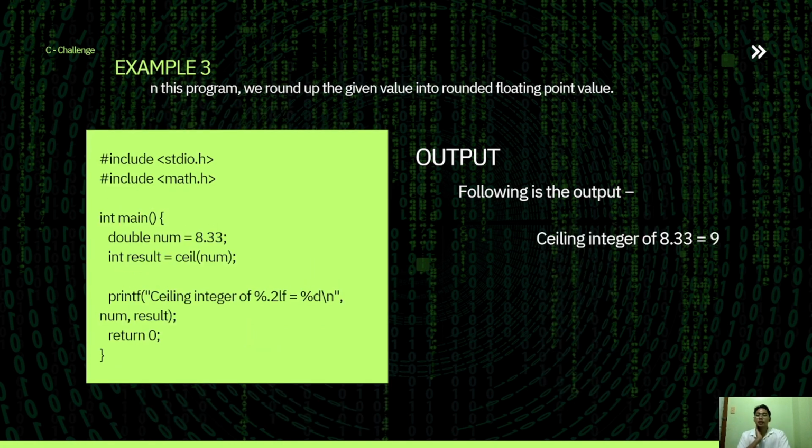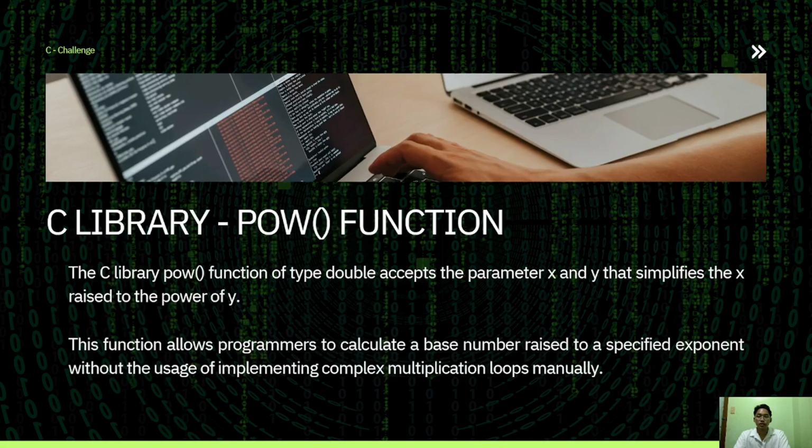Next example. In this program, we round up the given value into a rounded floating point value. The output of this code will be: the ceiling integer of 8.33 will be 9. Why is that? Double num is 8.33 with ceil. It is simply rounded up to the nearest positive integer, so it became 9. So that's the C library function.